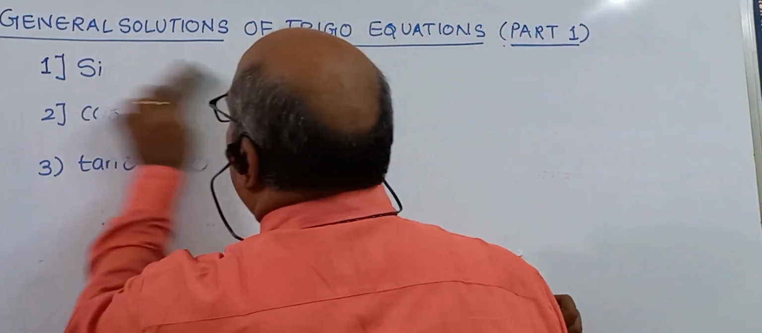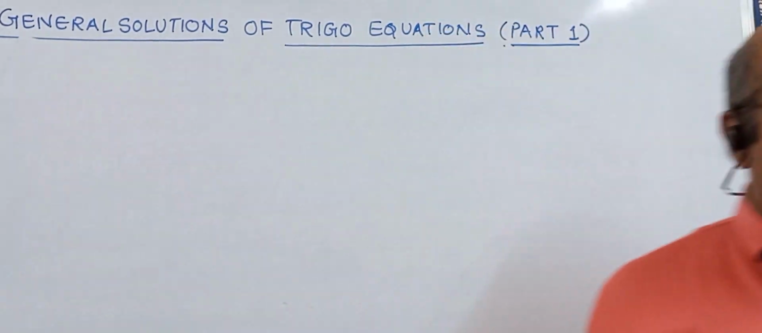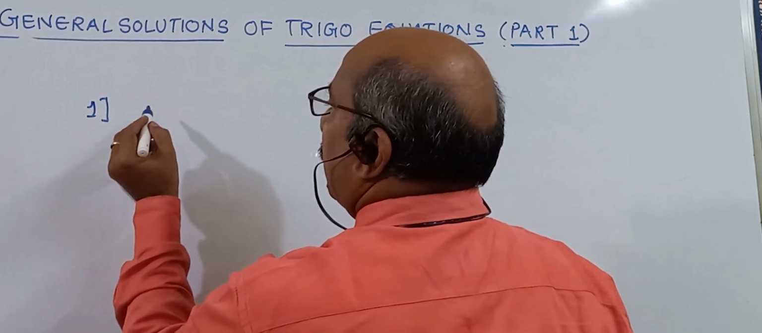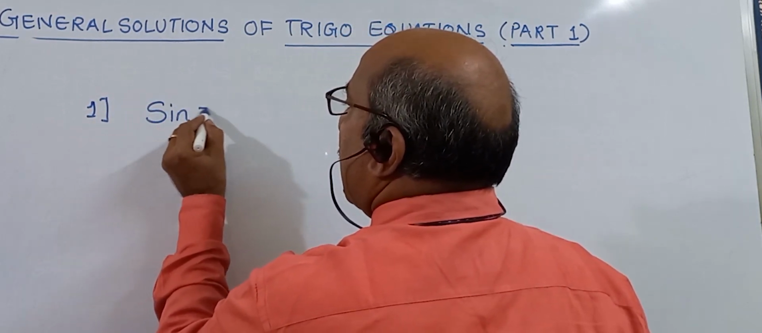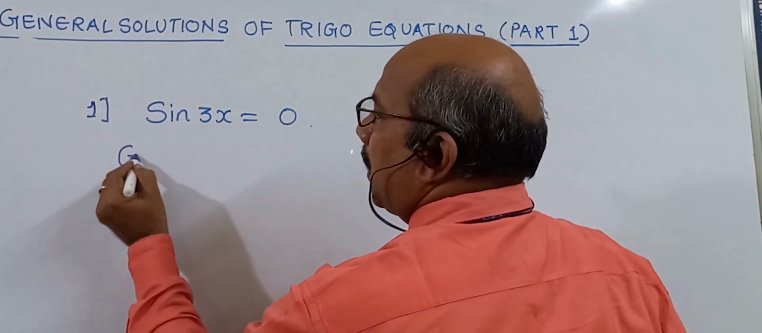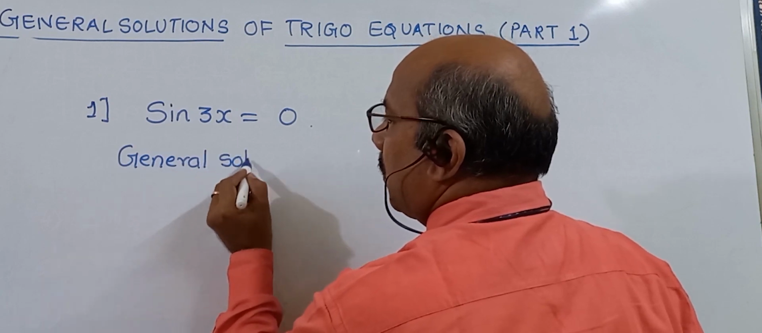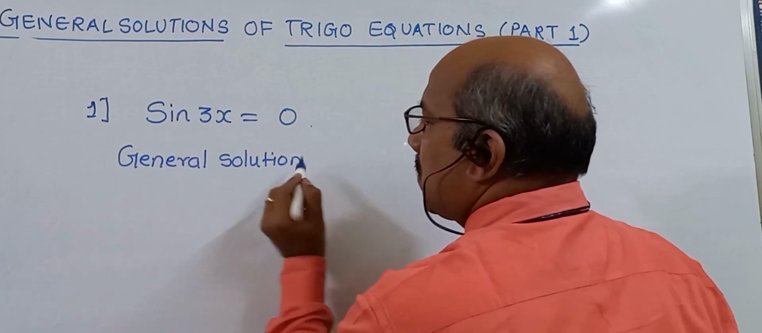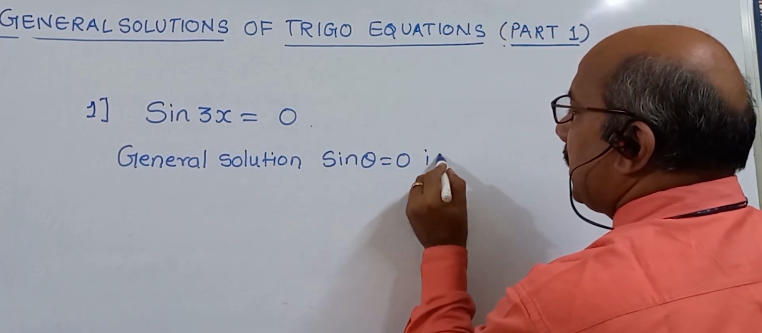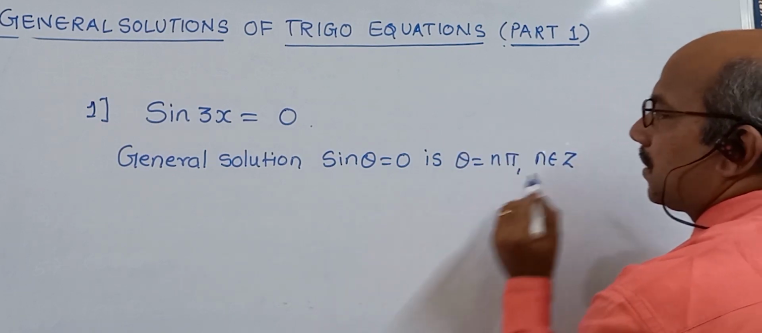Look, to get marks in boards, first I will cover today only the boards part. Say your sum is: find the general solution of sin 3x equal to 0. First you have to write the formula. General solution: sin theta equal to 0 is theta equal to n pi, n belongs to the set of integers.